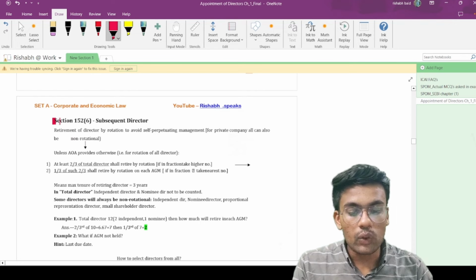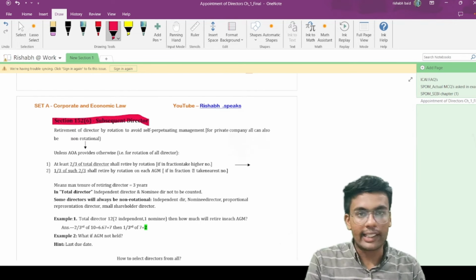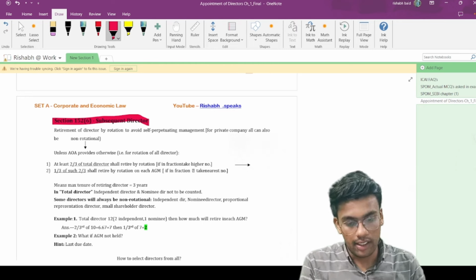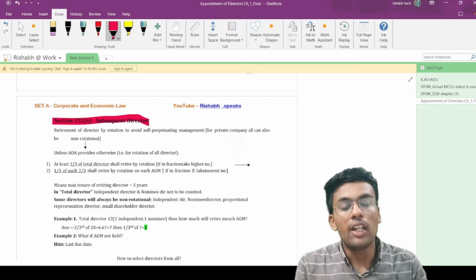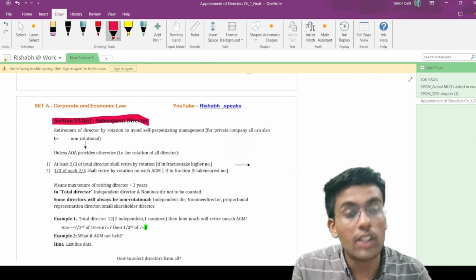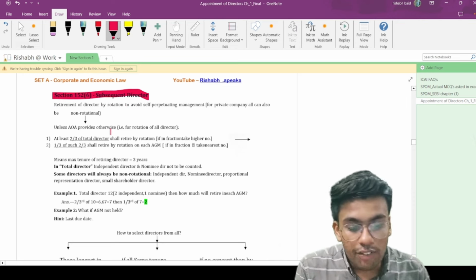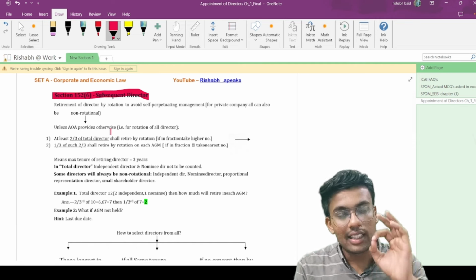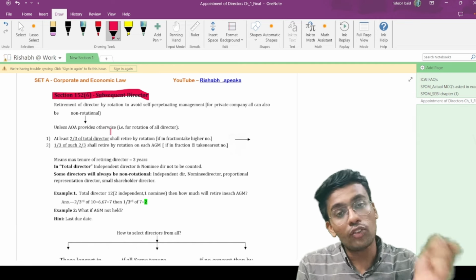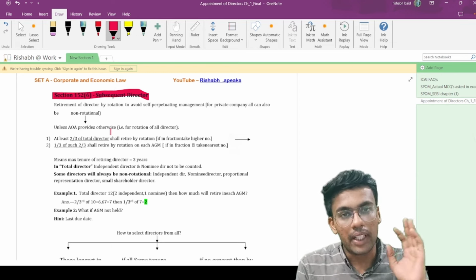Now section 152 subsection 6 talks about subsequent directors. Who should be a subsequent director? Now, the retirement of directors by rotation is to avoid self-perpetuating management. So why is there a requirement of rotation of directors? It is talking about all that. At least 2/3 of the total directors shall retire by rotation in the general meeting. 2/3 of directors shall be eligible to retire by rotation. Out of those 2/3, 1/3 shall retire in the next AGM, annual general meeting of the company.